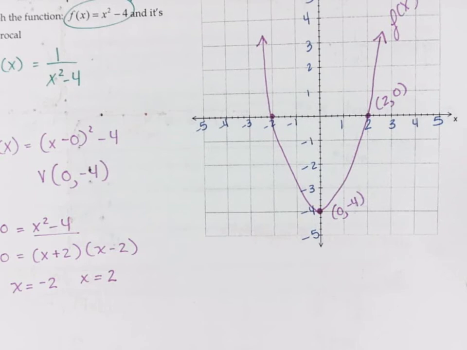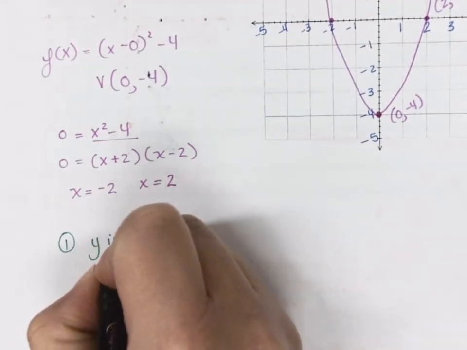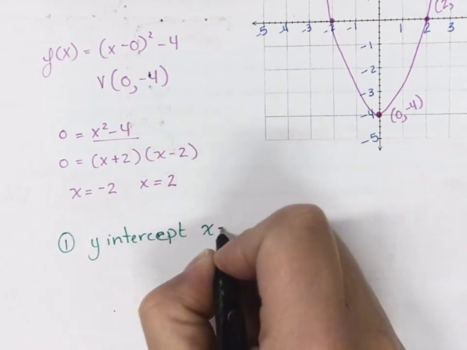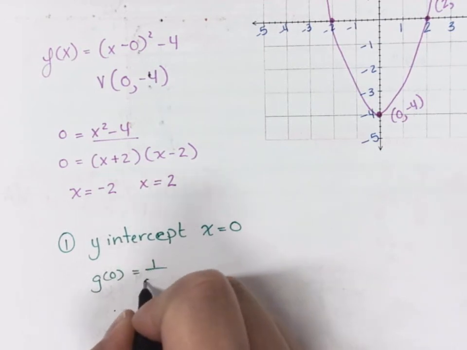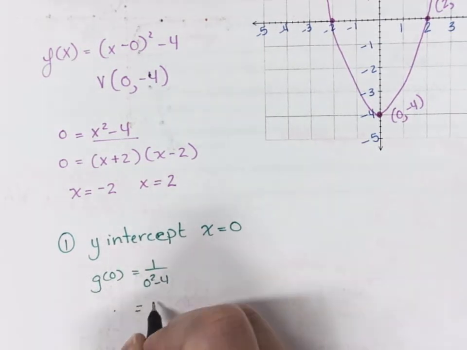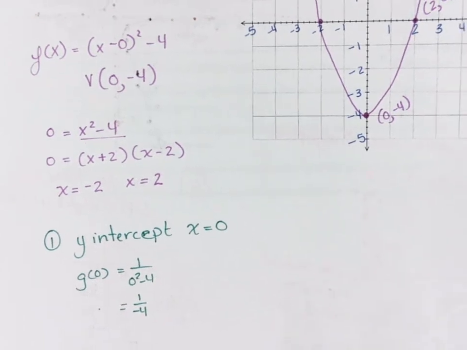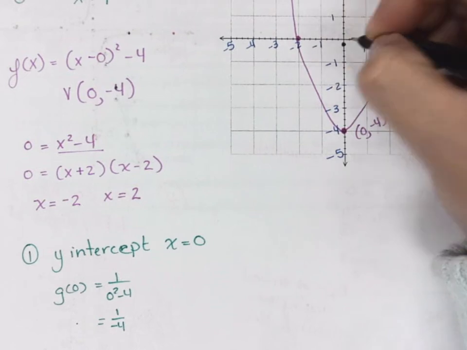Now let's graph our reciprocal function. So step 1 was find the y-intercept. So when I'm finding the y-intercept, I'm substituting in 0. So I'm going to have g of 0 equals 1 over 0 squared minus 4. So that should be 1 over -4. All right. Good job, everybody. So it's going to be about there.